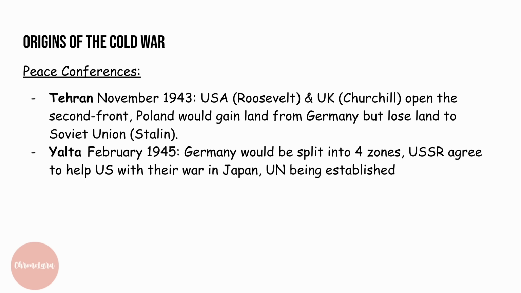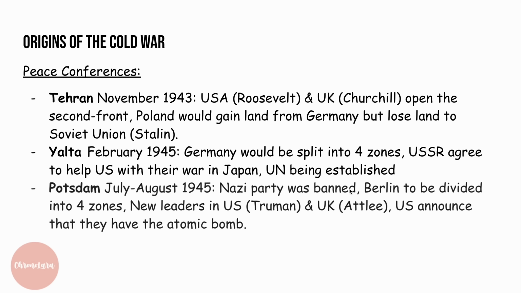Next, you have the Yalta Conference in February 1945. Germany would be split into four zones, one under France, US, UK, and USSR. USSR also agreed to help the USA with their war in Japan, and the UN is in the process of being established. Potsdam Conference, which takes place from July to August 1945.